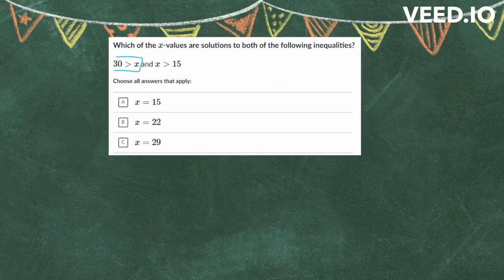We have 30 greater than x here, which means x is less than 30. We have x greater than 15. So two values satisfy both the conditions. 22 is less than 30 and greater than 15. So B and C are the answers here which satisfy both the conditions of less than 30 and greater than 15.